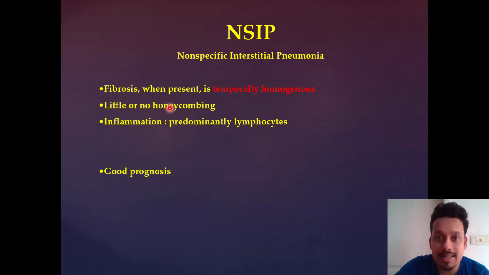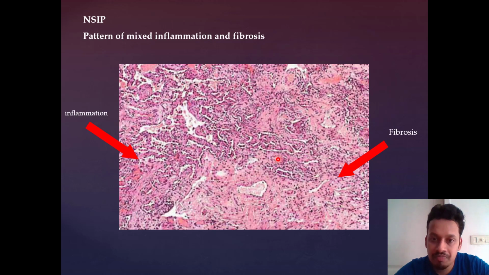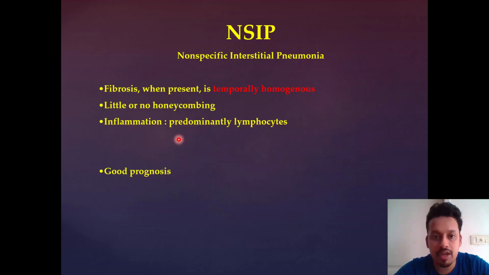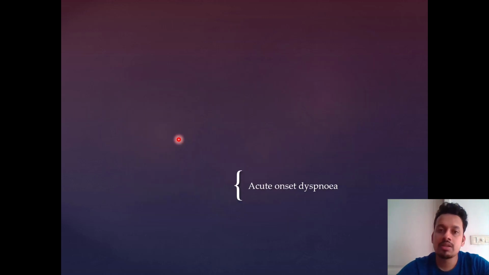And the fibrosis in NSIP is temporally homogeneous, in contrast to IPF, where there was temporal heterogeneity. That means if you see a section under the microscope, there is no interspersed normal lung. The whole lung will be replaced with inflammation and fibrosis. This has a better prognosis than IPF. So that is the case scenario we saw for an idiopathic NSIP pattern, where a female comes with extrapulmonary manifestations.